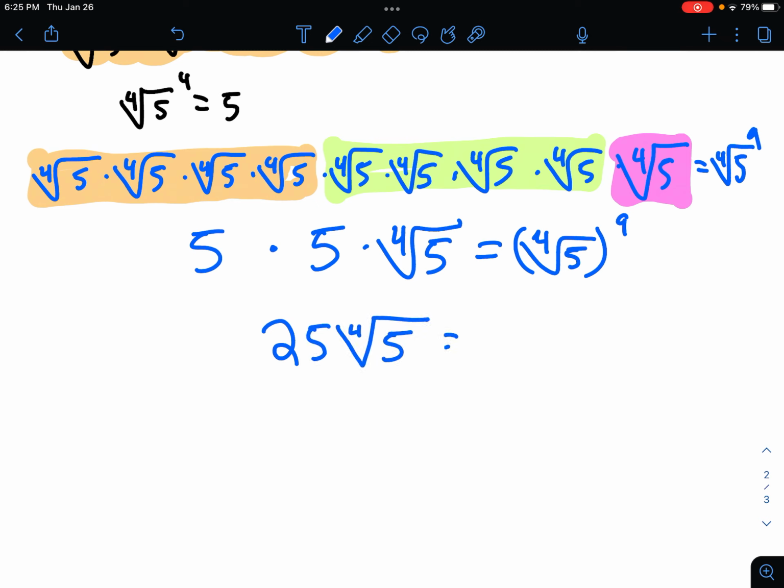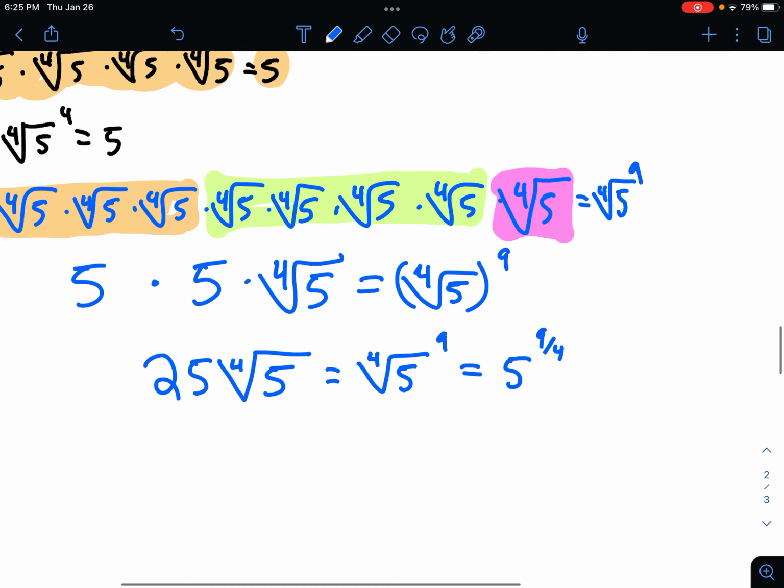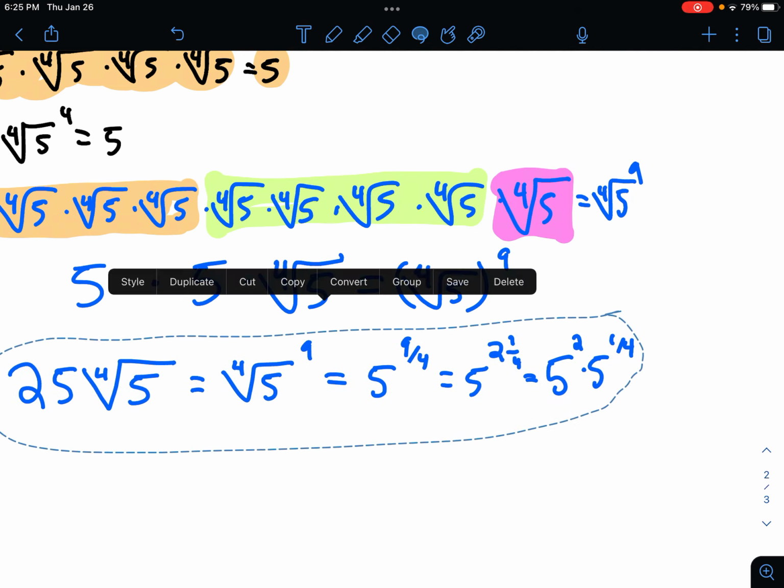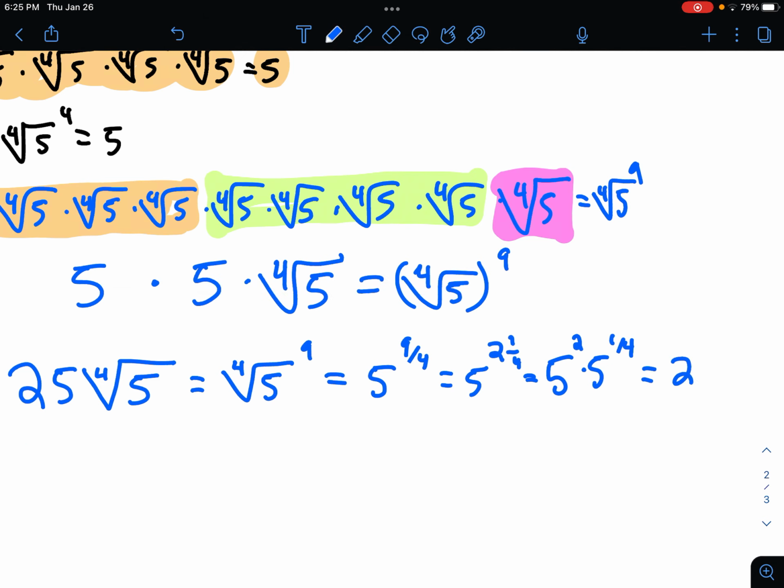And if we wanted to combine our coefficients of 5, we could call this 25 4th roots of 5. It's equivalent to the 4th root of 5 to the 9th is equivalent to 5 to the 9/4, and so on and so forth. Or we could write that as 5 to the 2 1/4, which is equal to 5 squared times 5 to the 1/4. Which is equal to 25 times 5 to the 1/4, which is equal to 25 times the 4th root of 5. So it all comes together really nicely.